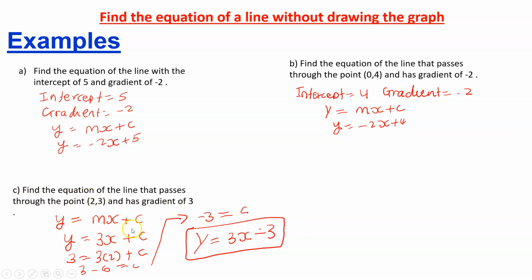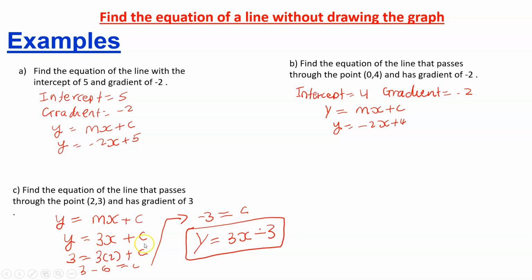I write down the general equation and I ask myself, what information do I have already? Now we have the gradient which is 3, so we fill it in here. We don't have a c, but there's extra information that we can use. This is a point that the line goes through. The line passes through this point. What's the y coordinate? It is 3.